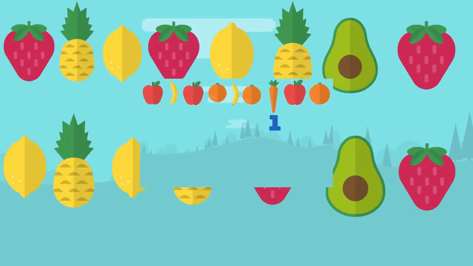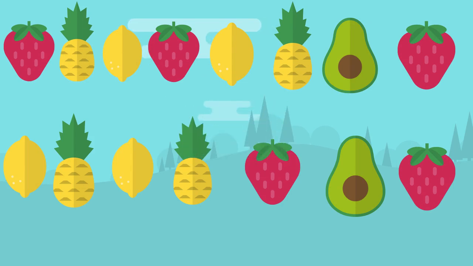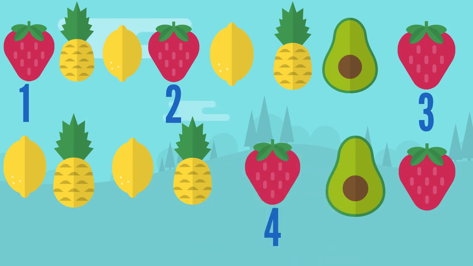How many strawberries can you see? 1, 2, 3, 4, 5. I can see 5 strawberries.